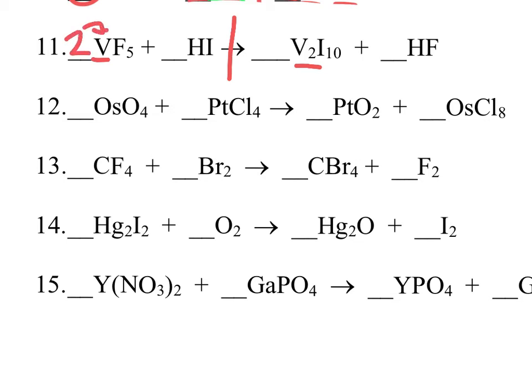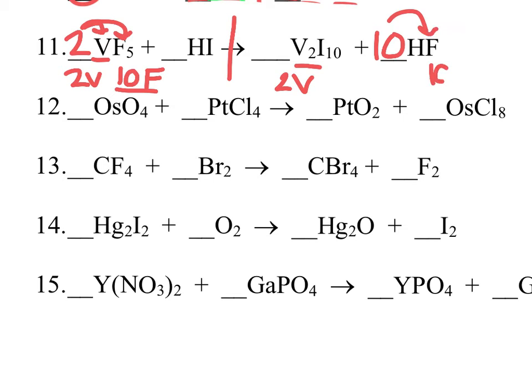So if I put the 2 there, I now have 2 vanadium, but 2 times 5 fluorine gives me 10 fluorine. Okay, that's quite a bit. But now at least my 2 vanadiums are canceled out. Now if I have 10 fluorine, I'm going to put 10 here to make 10 fluorine. 10 times 1 fluorine is 10. But now that also goes to the hydrogen. So now I have 10 hydrogens. Wow. Okay. 10 hydrogens over here means I need 10 times 1 hydrogen to give me 10 hydrogens.